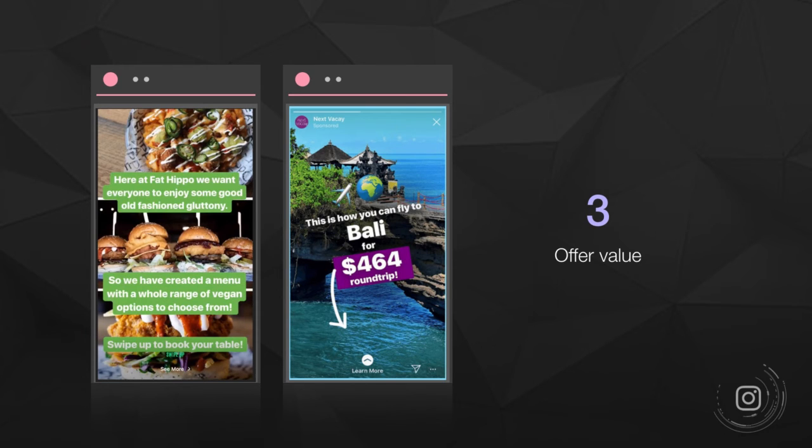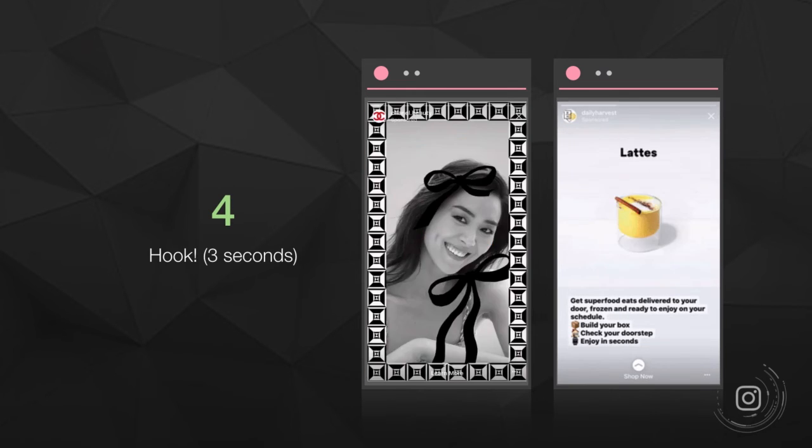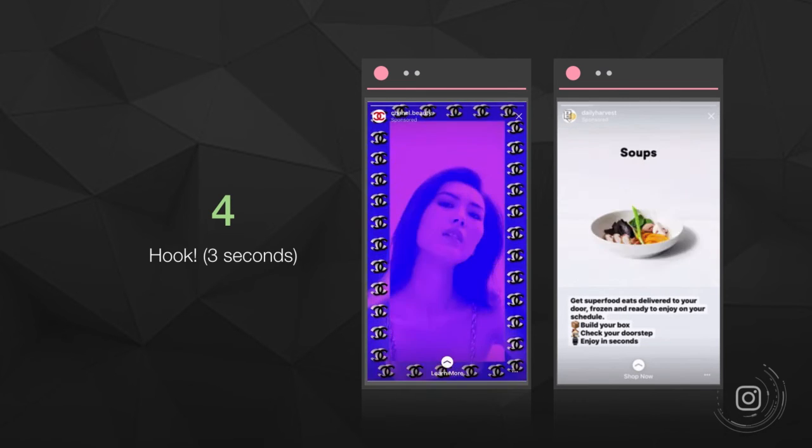The next offering value is, this is how you can fly to Bali for $464 round trip. Really good ad, because in order to figure out how, you have to swipe up. And that's the value and the story gap all at once. Cheap flights are the value. The story gap is how to do it. And that's obviously going to this person's page or going to that person's Instagram page or website.